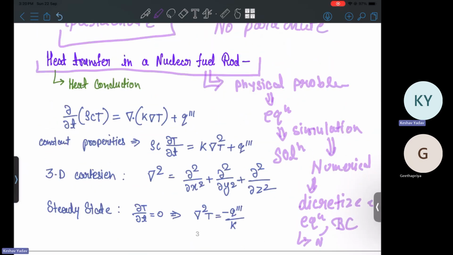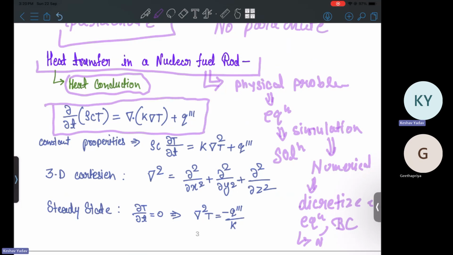By heat transfer we mean what? We want to study heat conduction. This is the general heat conduction equation. This is the energy in the control volume, rho del T upon del t of rho C T, that will be equal to the heat going out from the control volume, from the control surface, plus the rate of heat generation in the control volume. So this is the heat conduction equation.